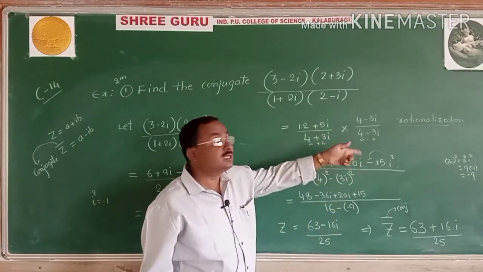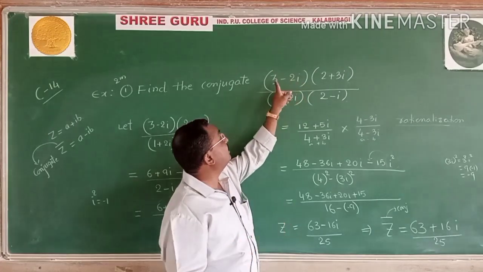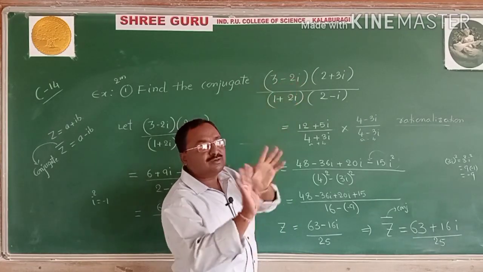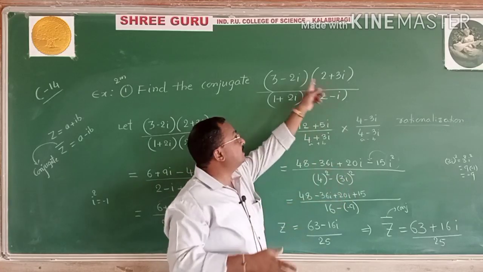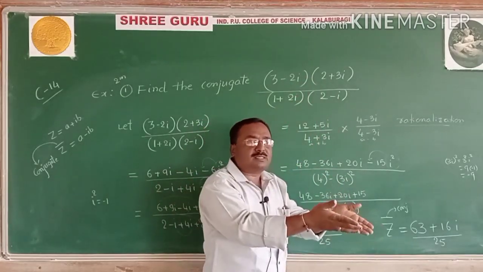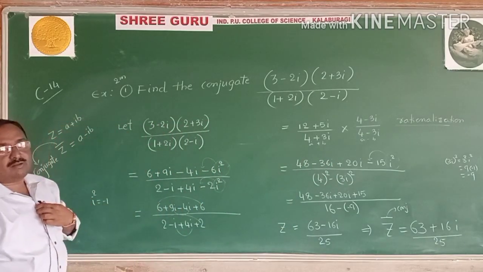Then apply the conjugate. Don't directly apply the conjugate, like 3 minus 2i becomes 3 plus 2i. No. First convert it to complex form. This is incomplete complex, make it complete, then apply the conjugate. This is a very important point from the exam point of view. 2 marks.